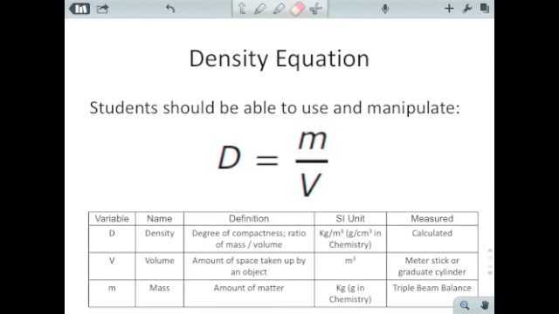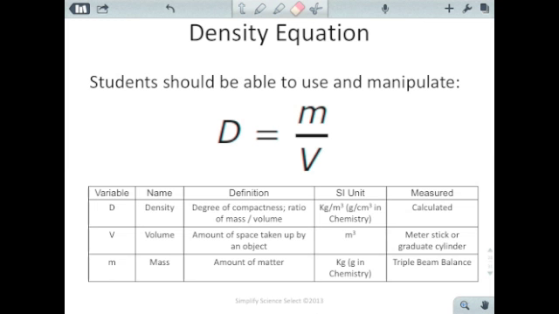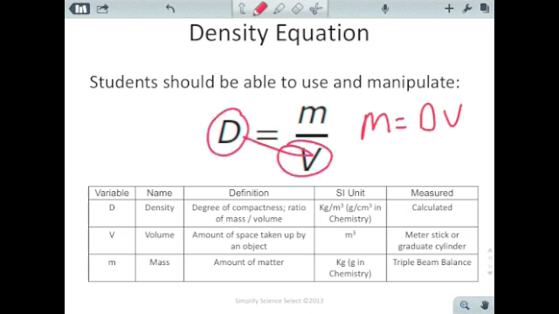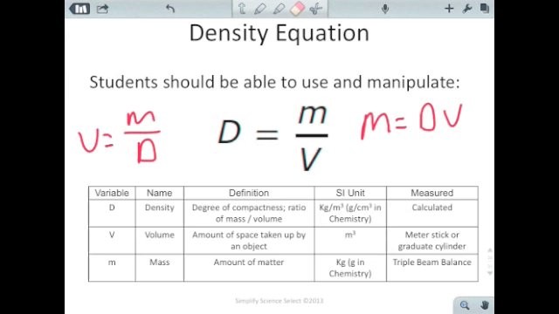Now, the equation for density is density equals mass divided by volume. We should be able to manipulate this equation to solve for any variable. So if I wanted to solve for mass, all I'd have to do is multiply both sides by volume. So we get mass equals density times volume. And if I wanted to solve for volume, I would just switch places with density and volume, and I get volume equals mass divided by density. These are the three equations that I could possibly get when I'm trying to solve for different variables in the density equation.